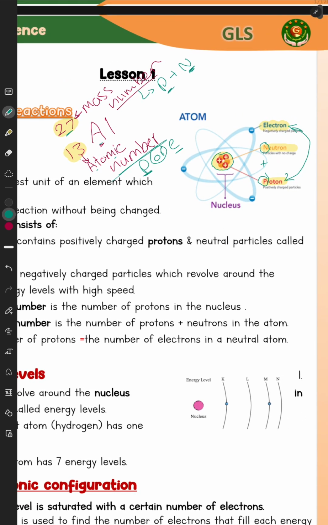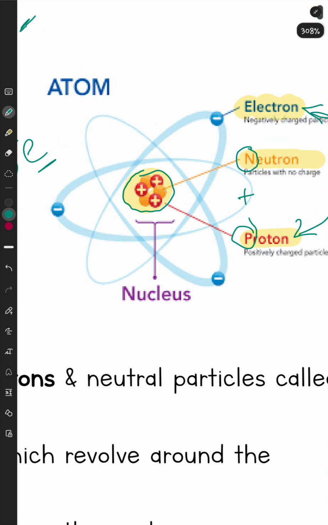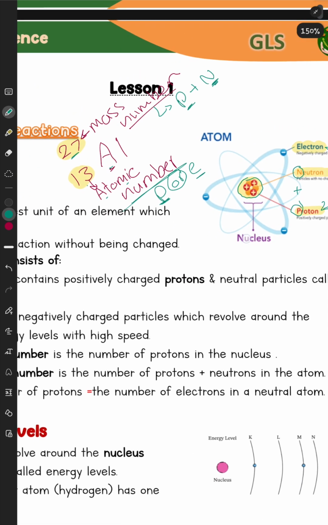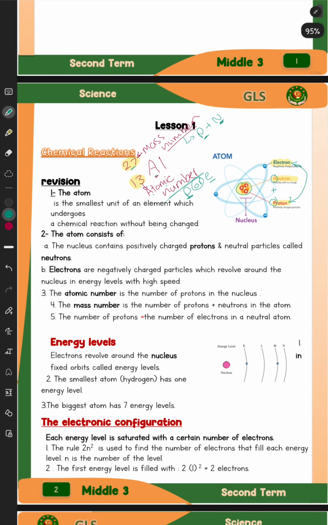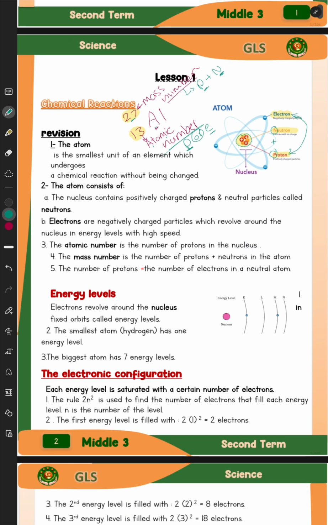So the mass number is the number of the particles inside the nucleus itself. Inside the nucleus is the positive one and the neutral one. If we add them together, we get the mass number. Okay, this is a small revision about the mass number, atomic number, the symbol of the atom, and the law of the atom: the number of electrons equals the number of protons. Okay, this is our introduction to our curriculum.